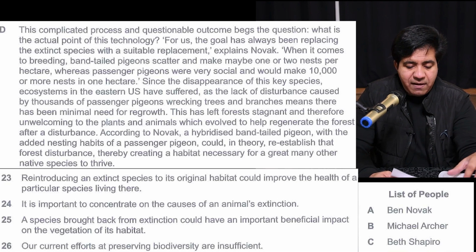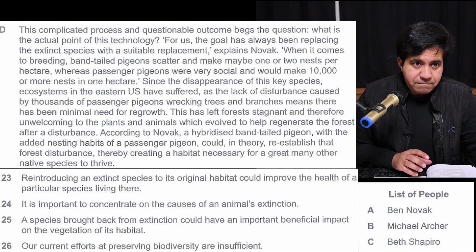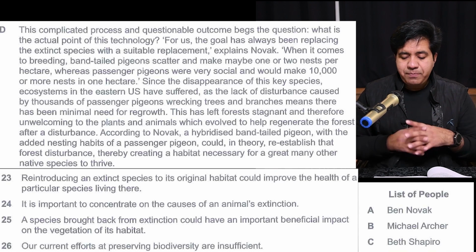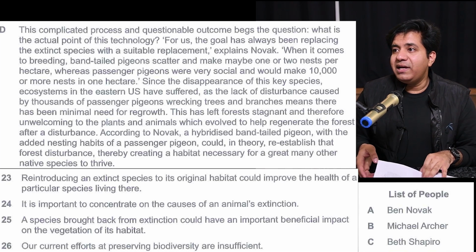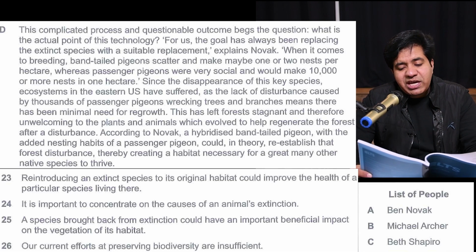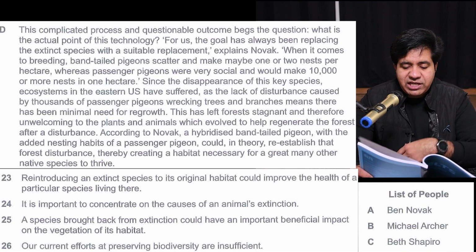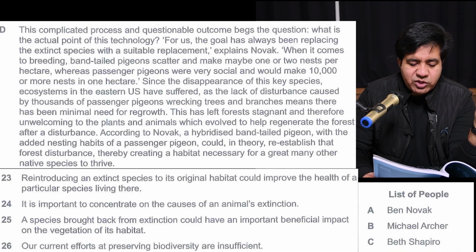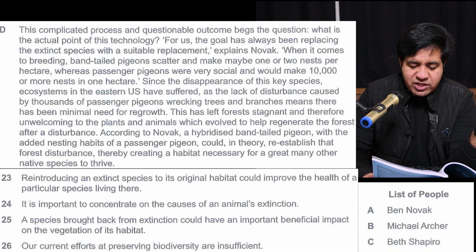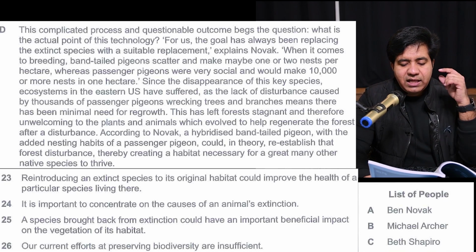Now go back and see if there is any question that matches with that. Focus on the words trees and branches. Trees and branches, that means vegetation. Exactly. So question number 25: a species brought back from extinction could have an important beneficial impact on the vegetation. And what do they say here? They say ecosystems in the eastern US have suffered from the lack of disturbance caused by thousands of passenger pigeons wrecking trees. So if they come back, it has some impact. So question number 25, the answer is A.